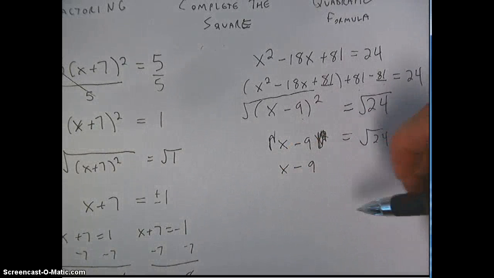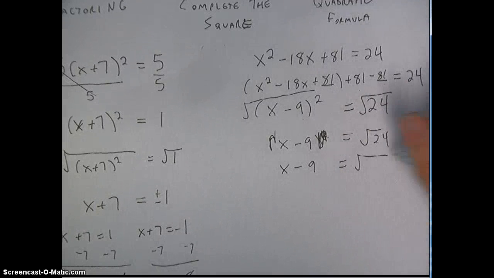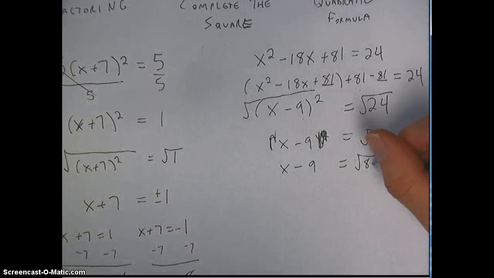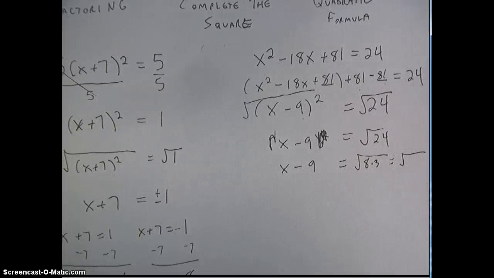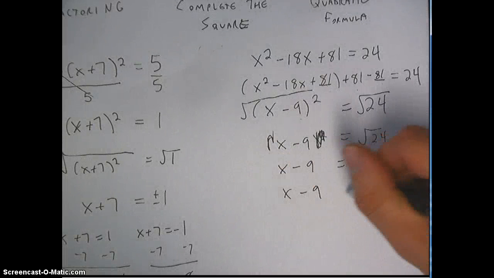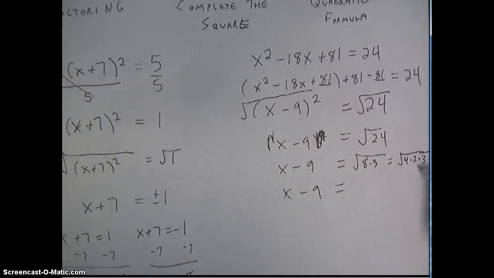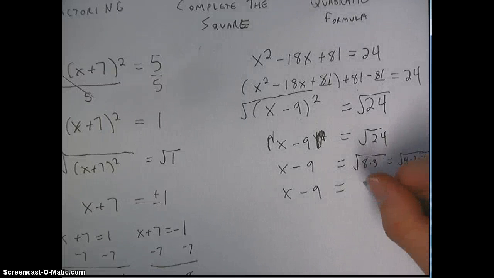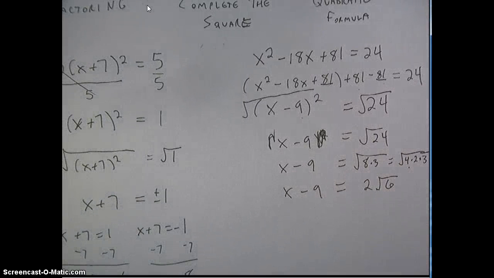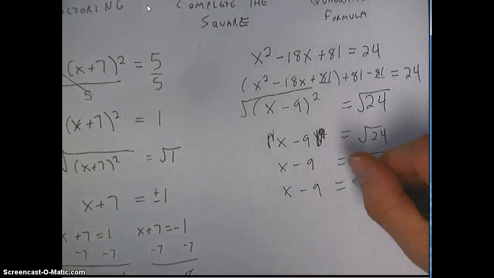It's not pretty. Let's see, to make a 24, that's 4 times 8, or even better than that would be 8 times 3. And then to make an 8, that's 4 times 2 times 3. Right? 4 times 2 is 8, times 3 is 24. So you can reduce this to x minus 9 equals the square root, when you take the square root of 4, that's just 2. And then 2 times 3 is 6. So that's 2 root 6. Don't forget your positive and negative because we took a square root.